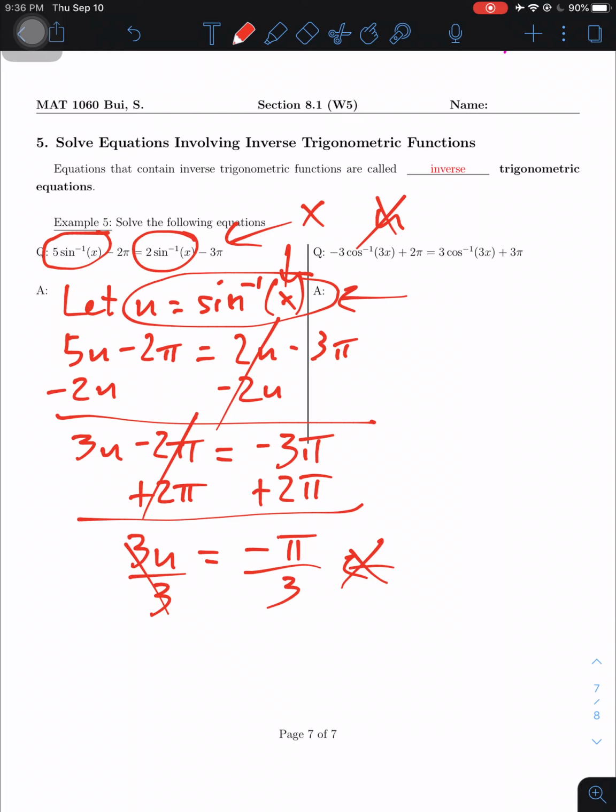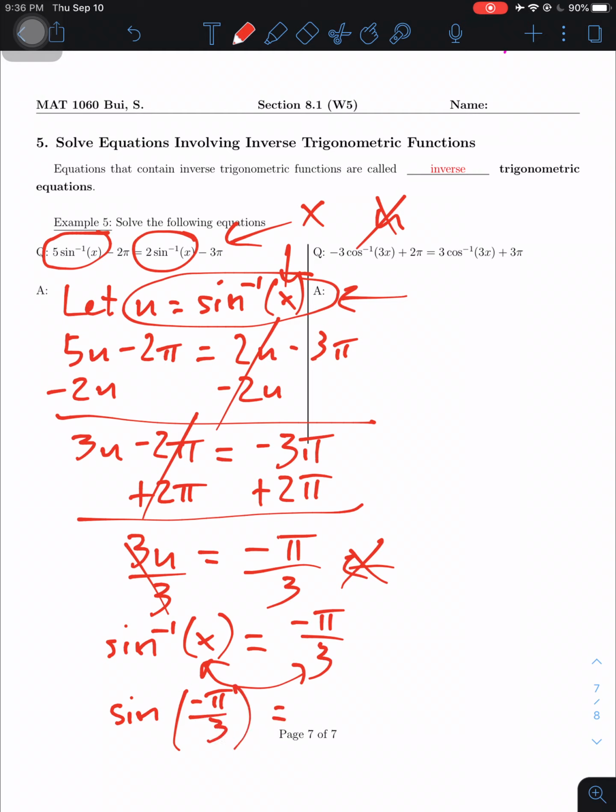Let's substitute u back for sine inverse of x. That is what we have for the left-hand side. On the right side, I'm going to keep it the same way. And whenever you have the inverse in here, let's apply the definition of the inverse function. So we swap the inside and the outside, and we get sine of -pi/3 equals x. I'm dropping the -1 for the inverse function, okay?